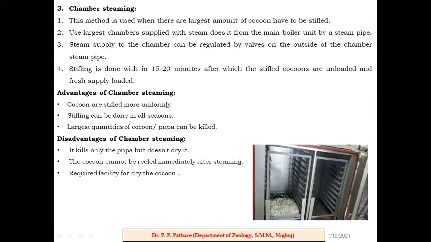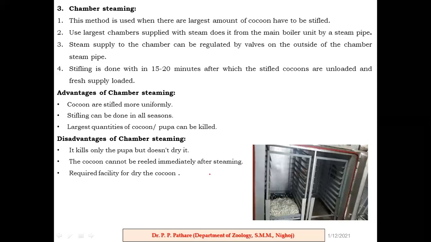Stippling can be done in all seasons. If you choose this method, it is helpful to stipple your cocoon in all seasons, for example the rainy season, winter season, and summer season. As per your requirement, you can easily stipple the cocoon. Second most important advantage, a large quantity of cocoon or pupa can be killed within 10 to 15 minutes. That is a very important advantage of chamber steaming.